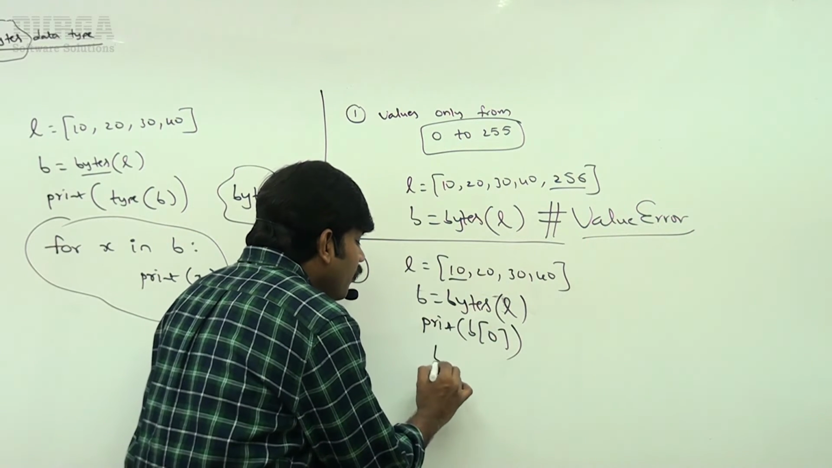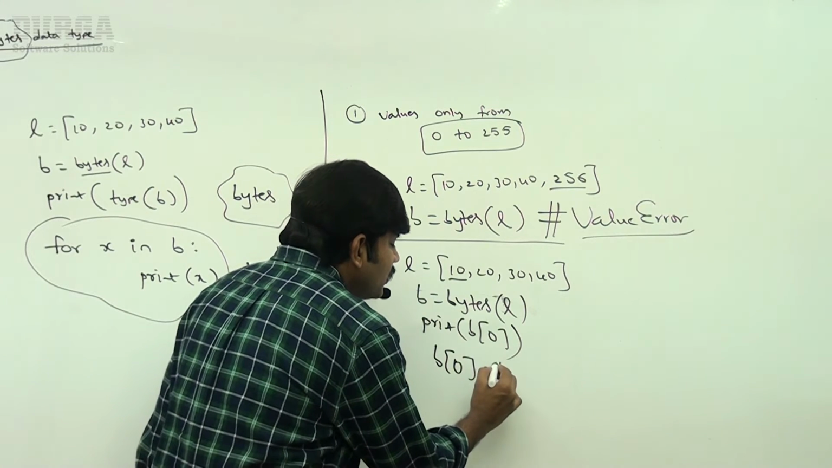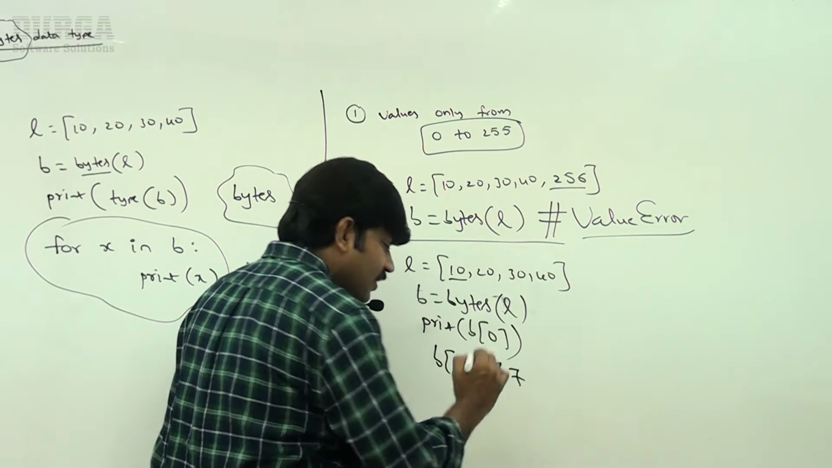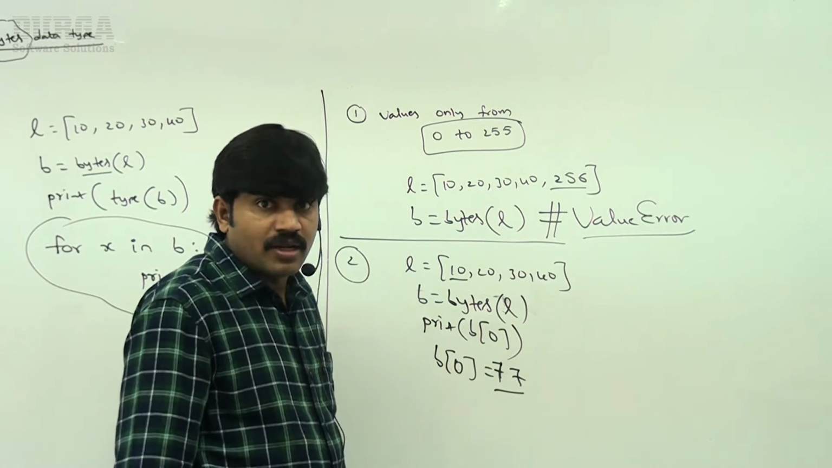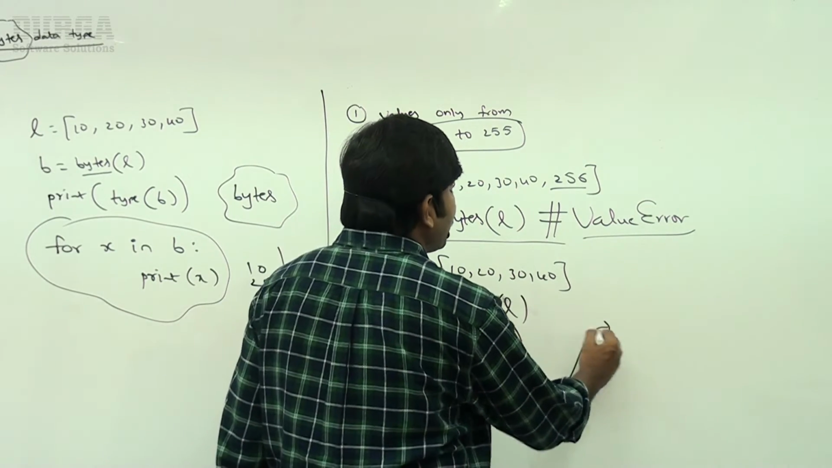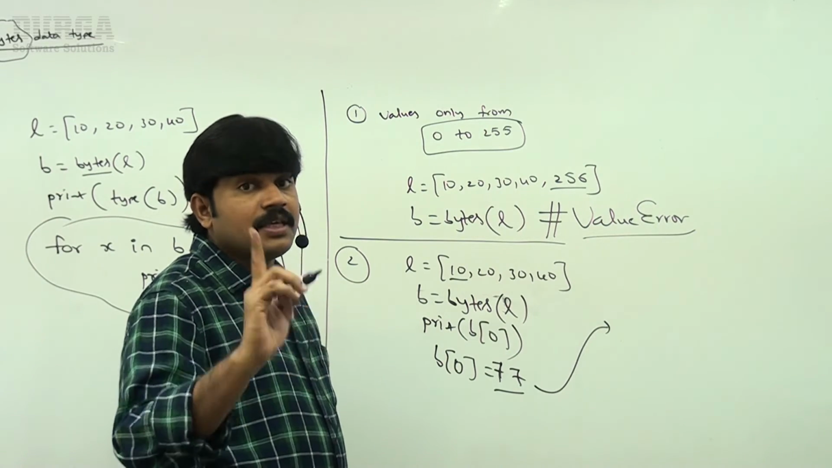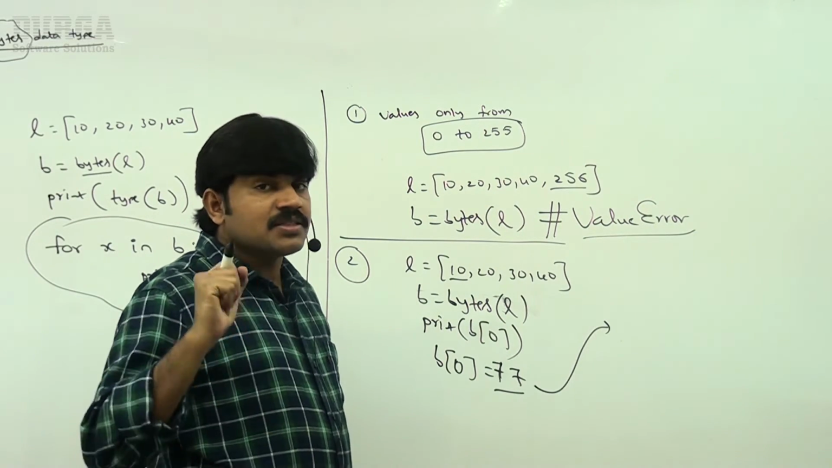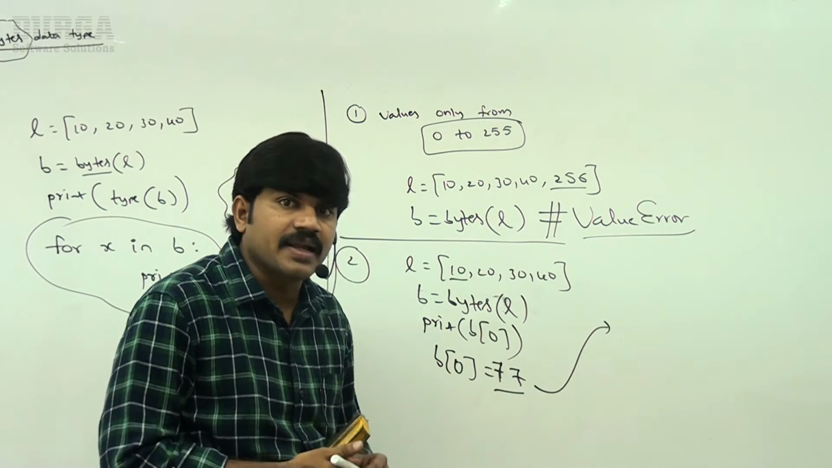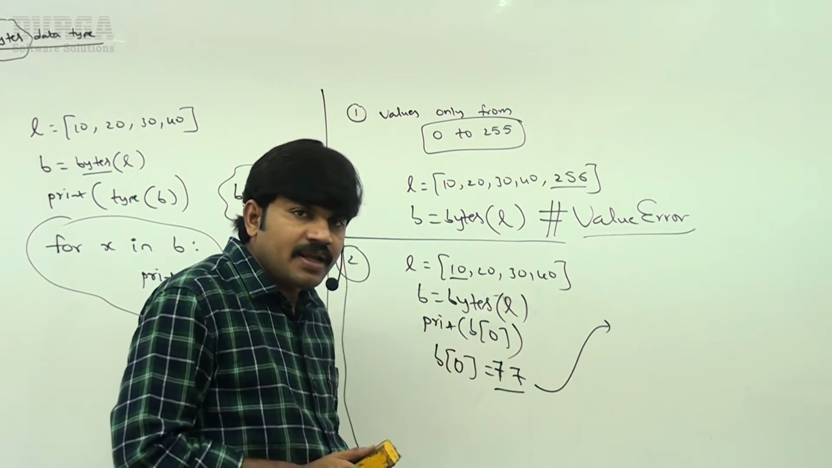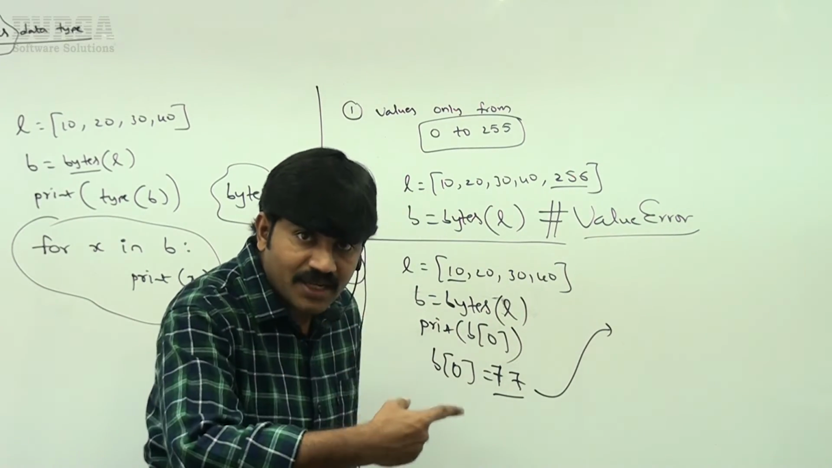Now B of 0 is equal to 77, I am taking. It is within the range only, 0 to 255 only. But still, it is not going to be accepted. What is the reason for that? The bytes data type is immutable. Once we create a bytes object, we can't change its content. By mistake, if you try to change its content, immediately we are going to get an error. Everyone can understand, right?